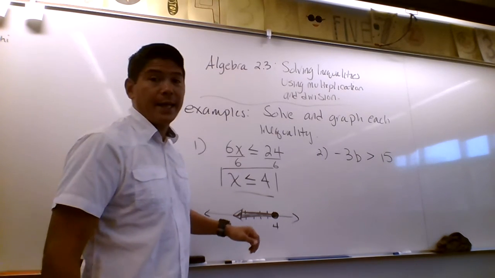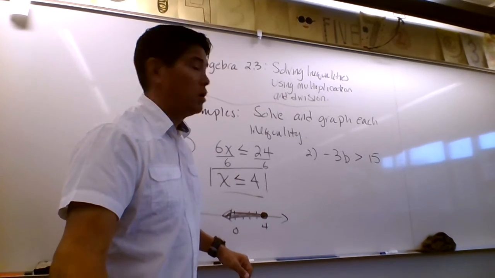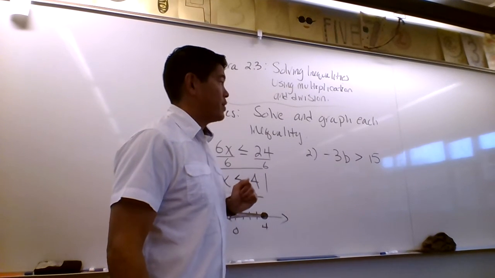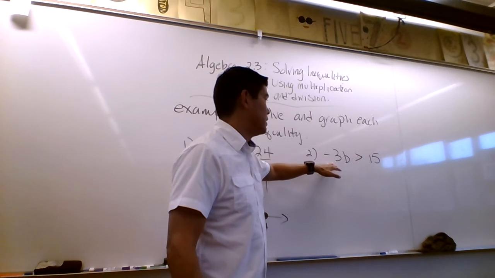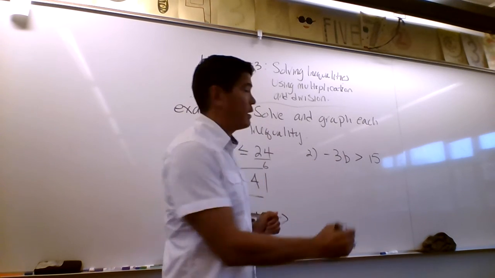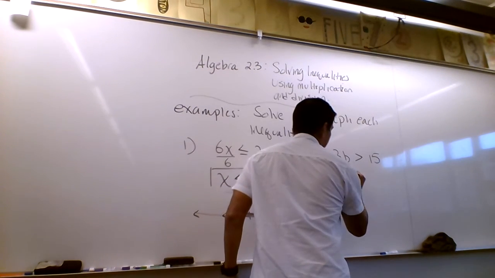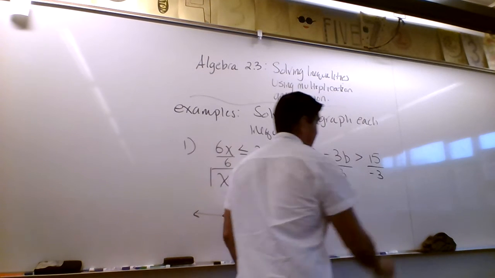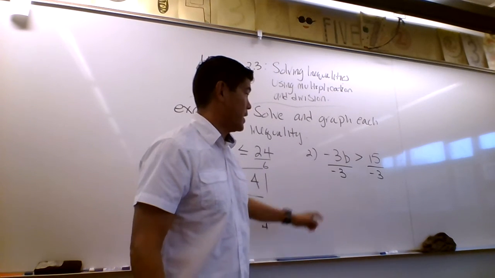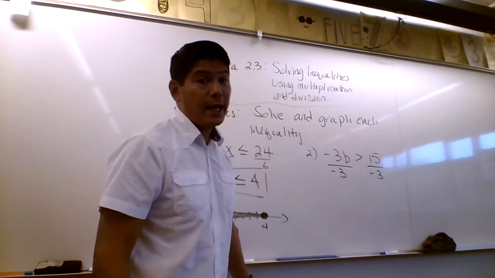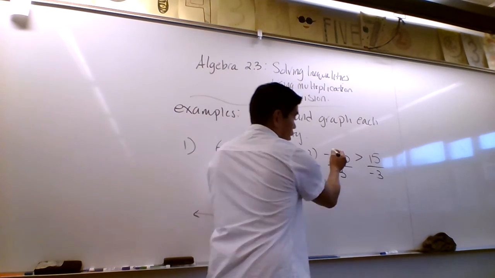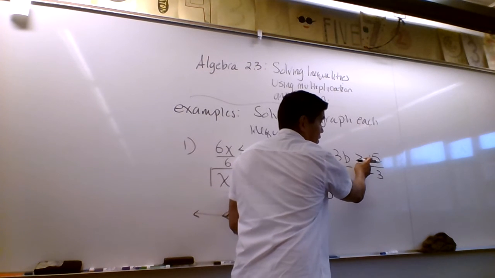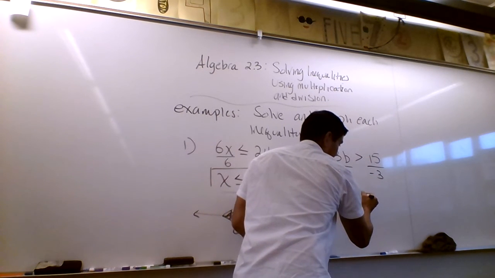All right, and then example 2. Negative 3b is greater than 15. So the inverse operation here is, since b is being multiplied by a negative 3, you divide by a negative 3. Whatever you do to one side of an inequality, you do to the other side as well. If you're dividing by negative 3, here's where we're dividing each side by a negative. So on the left side, you have b. The right side, 15 divided by negative 3 is negative 5.